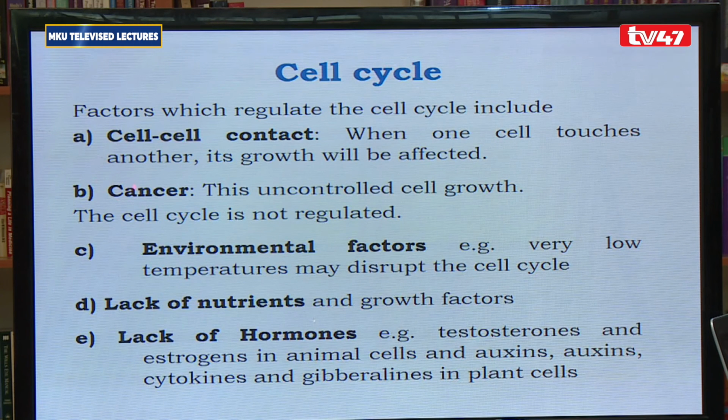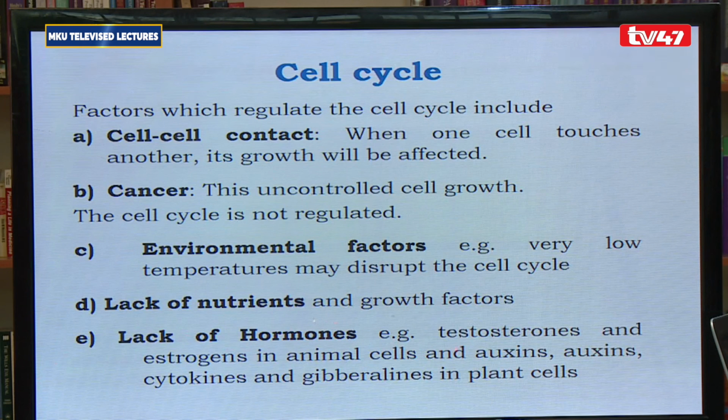A disease like cancer affects the DNA of the cell and causes the process of cell division to go out of control. Remember, I talked about the nucleus controlling the functions of the cell. So cancer can cause the nucleus to lose control, and the cell cycle becomes unregulated and begins to happen uncontrollably. We have environmental factors like low temperature, which would affect cell division, lack of nutrients, and lack of hormones.